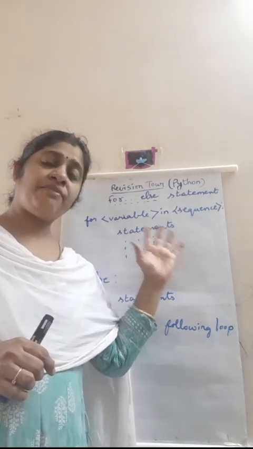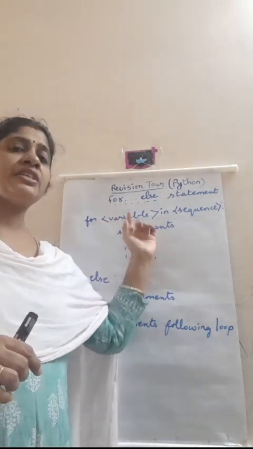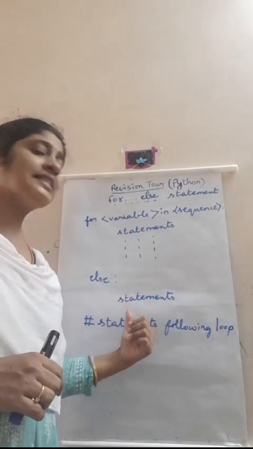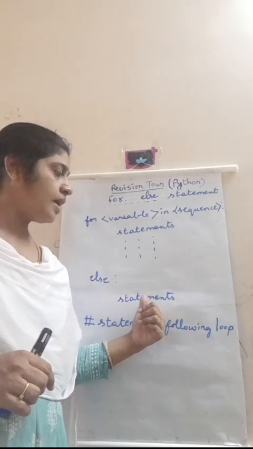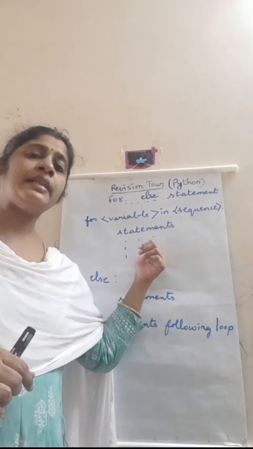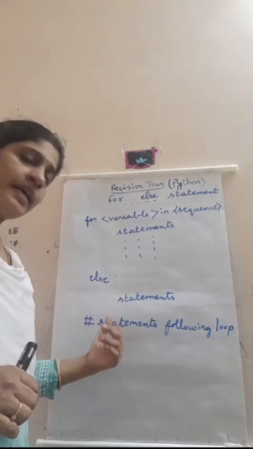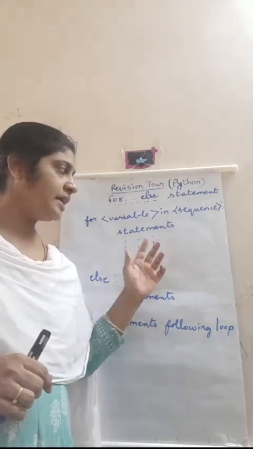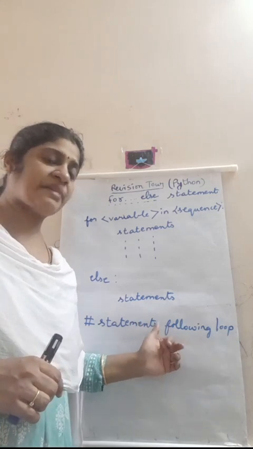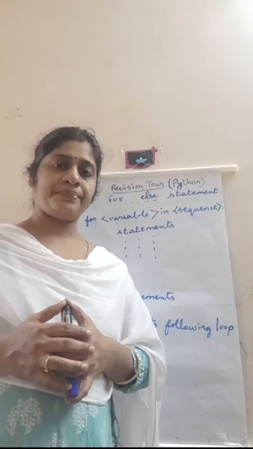But if the for loop is successfully executed, that is, each element in the sequence gets processed and it reaches the end of the loop, then the else statement will get executed. If there is abnormal termination of the loop using the break statement, then what will happen? The else won't get executed. The break statement will execute the statements following the for. Now this we will see with an example program.